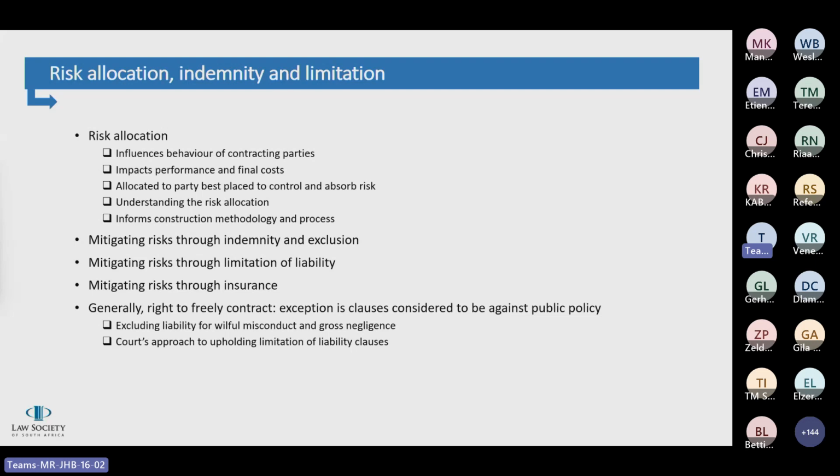So in one of those cases, the Artica 231 and others versus trustees for the time being of the Oregon Trust. And as I said, you'll get access to all of these cases. This is a 2020 case. The court said the following about excluding liability for willful misconduct and gross negligence.